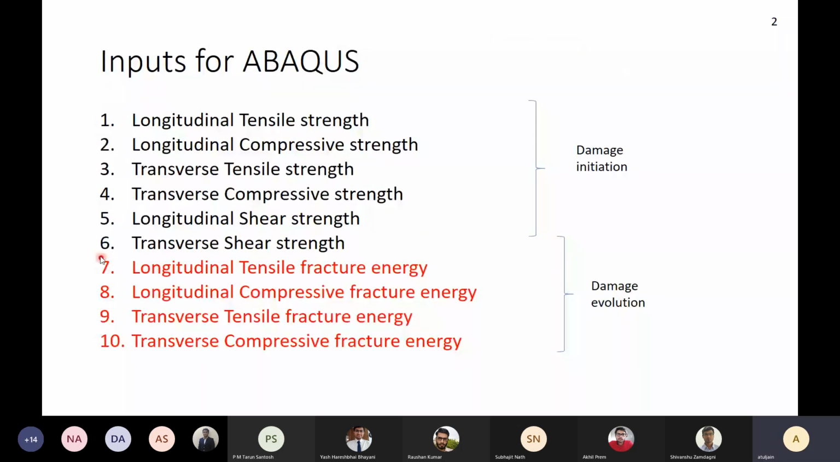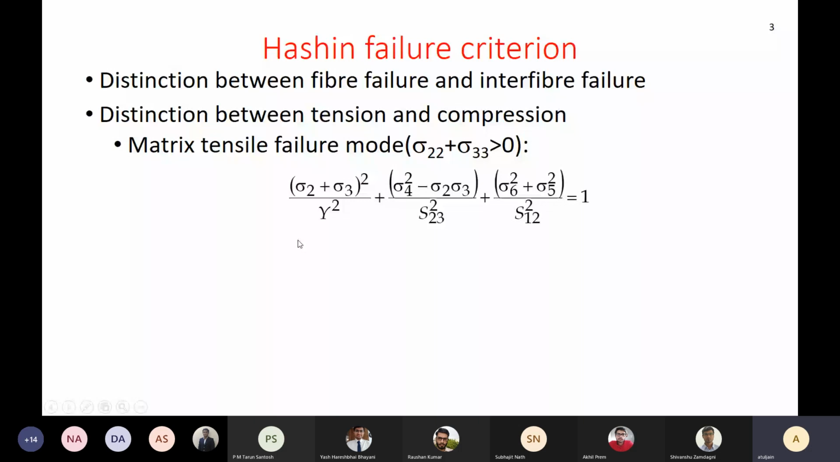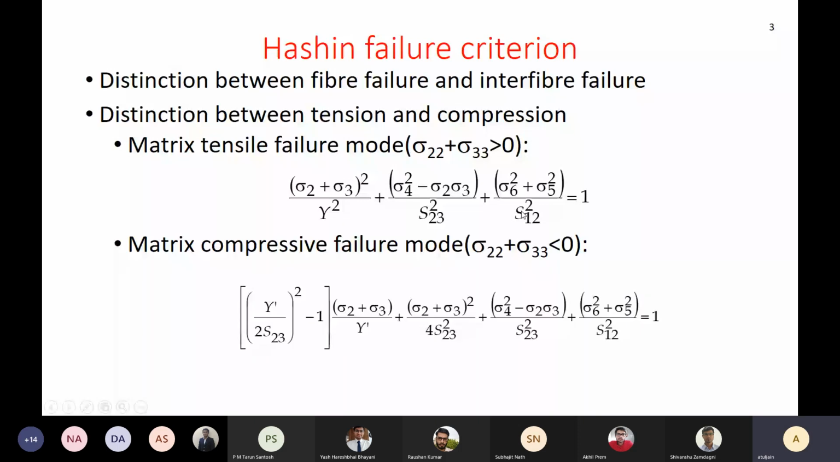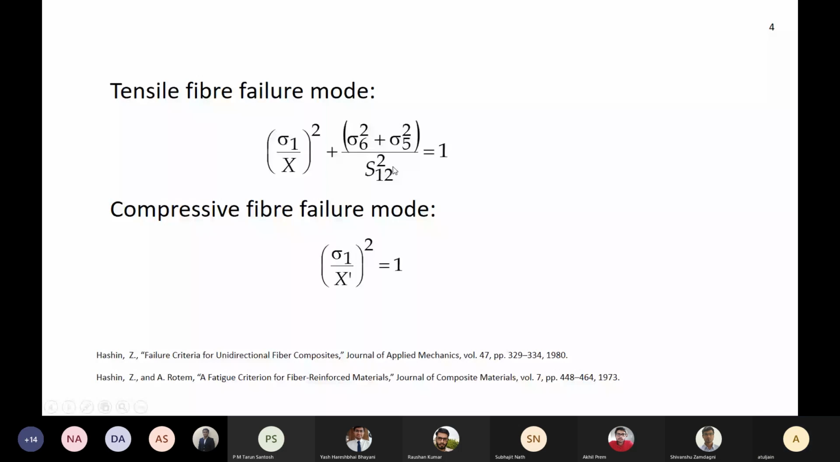df evolution is through input 7 and 8, dm evolution is through input 9 and 10. dm evolution accounts for sigma 2 as well as sigma 4, 5 and 6. So this is shear and transverse. This is matrix tensile. The inputs that you are going to put, transverse strength and the in-plane shear strength, are coming in these equations. If it is tensile or compressive, the rules are slightly different, but they appear. Similarly, the input of strength in tension and compression in the axial direction will come in x and x prime.